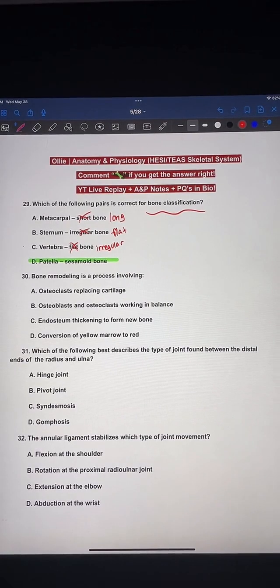Number 30, bone remodeling is a process that involves what?